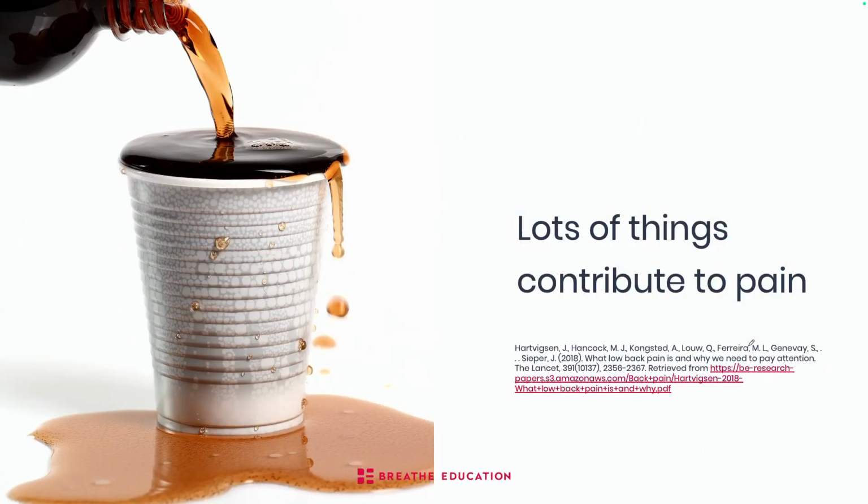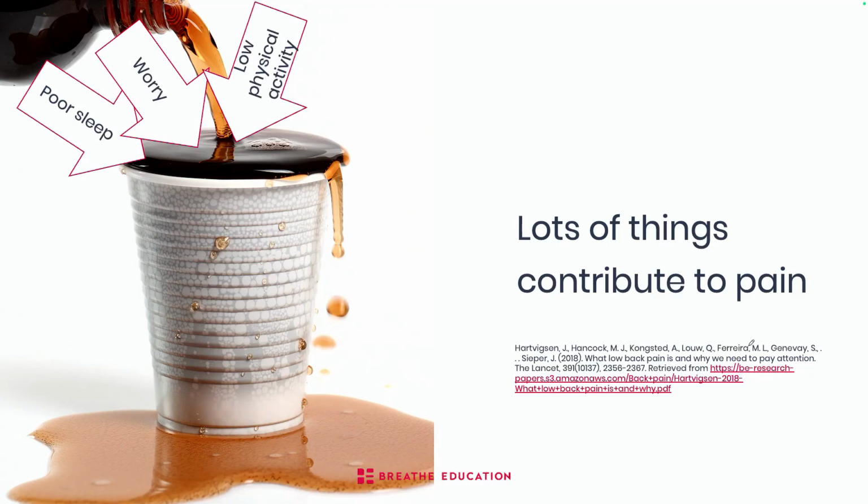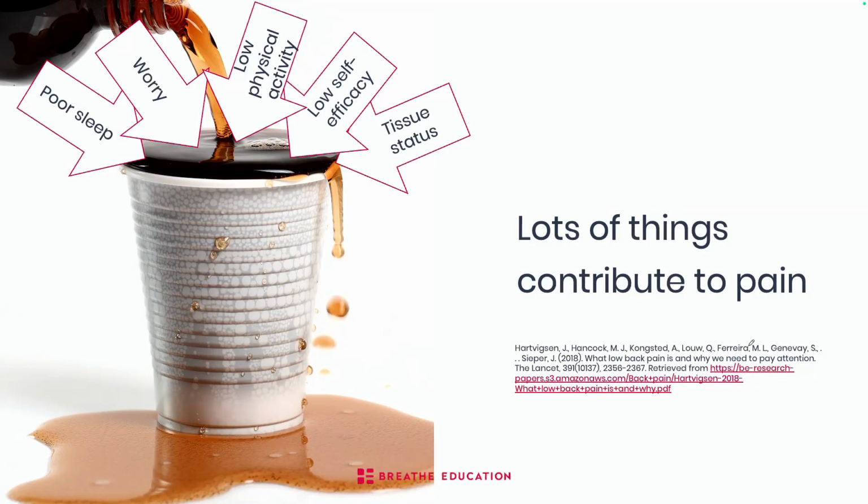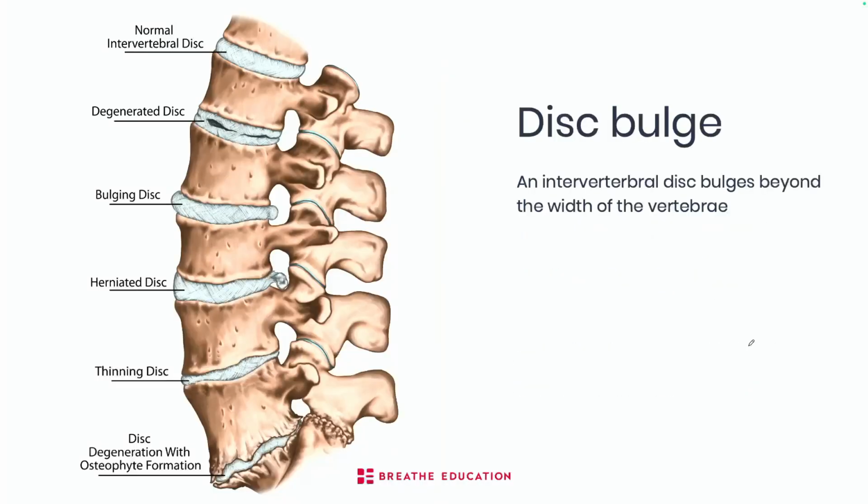All right, so in other words, the biopsychosocial model says lots of things contribute to pain, like poor sleep, worry, low physical activity, low self-efficacy, many other things, and including tissue status. Because it's biopsychosocial, it's not just psychosocial. So we have tissue status.